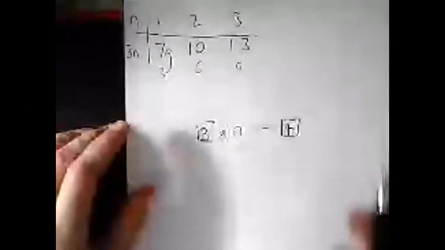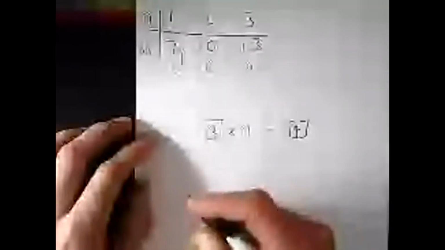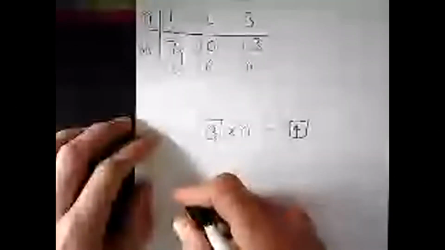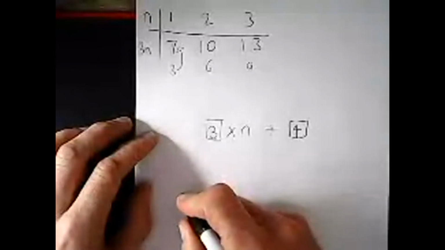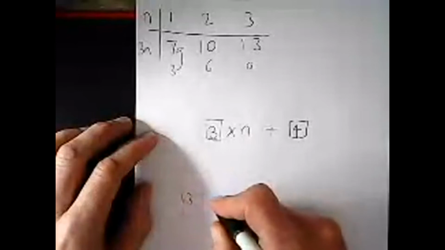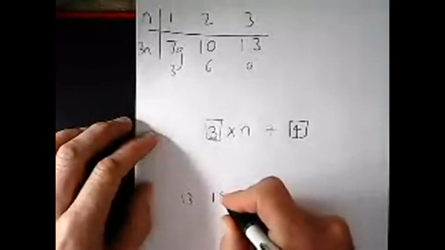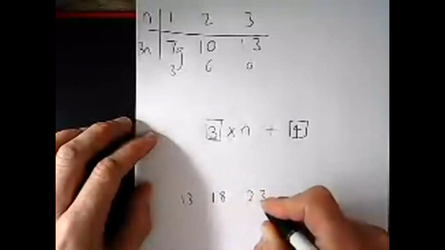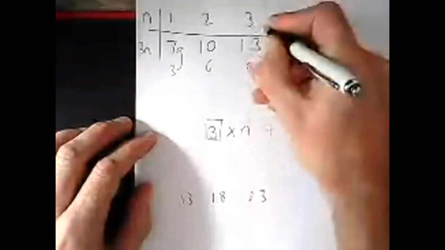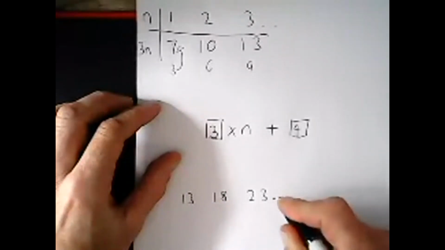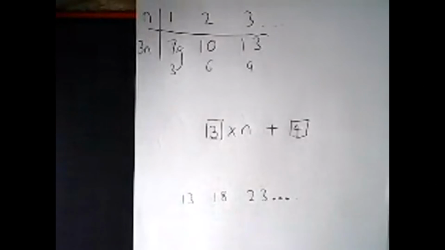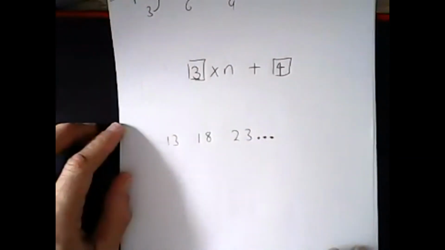Okay, right, let's have a look at one more. And then we'll do a subtraction one. By the way, when we're marking sequences, number patterns, the dot dot dot means it continues the pattern. So 13, 18, 23.